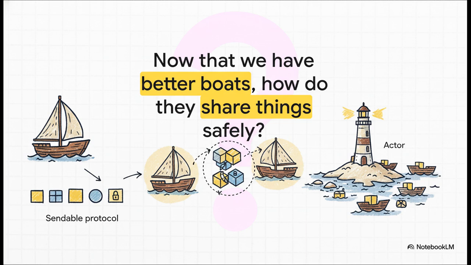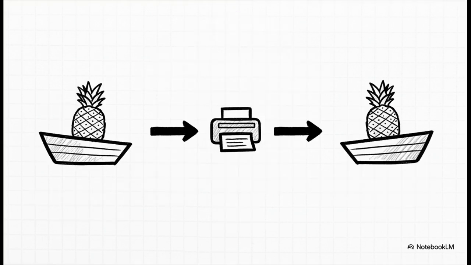They're fast, they're efficient, but what good are a bunch of independent boats if they can't even talk to each other or share their cargo? Figuring out how to safely pass data between these tasks is the next big piece of the puzzle. All right, let's talk about cargo.